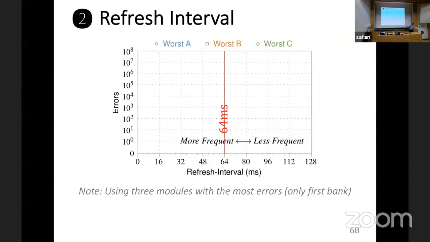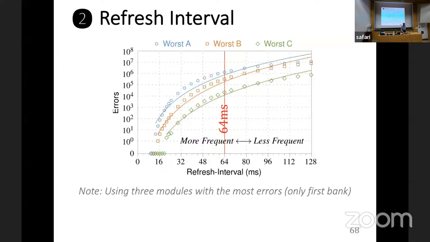Clearly, if you reduce this refresh interval, meaning you refresh more frequently, you reduce the number of activations you can fit within one refresh interval, meaning that the number of hammers you can fit within one refresh interval is reduced. So you will get fewer errors, as you can see over here. So at the time when we tested the chips, if you wanted to get rid of every single error that we observed, you needed to increase the refresh interval by 7x. Well, refresh frequency by 7x.